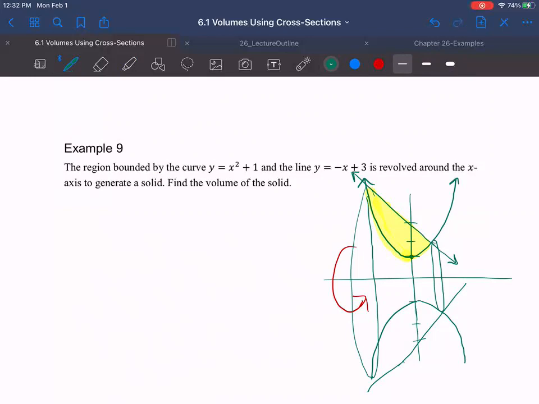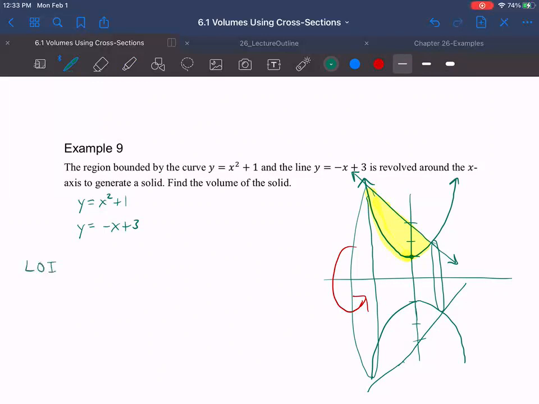All right. So we need to figure out what we're going to do here. We're revolving it around the x-axis. And so we have two functions here. We have y equals x squared plus 1, and we have y equals negative x plus 3. And we're going around the x-axis. First off, what are our limits of integration? Where are we going from? So how do we find that?